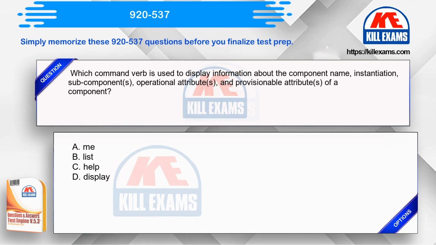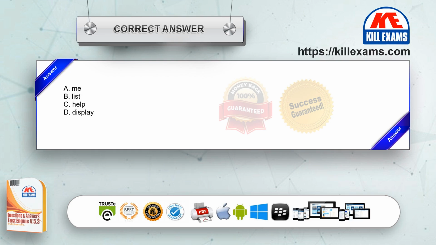Which command verb is used to display information about the component name, instantiation, subcomponents, operational attributes, and provisionable attributes of a component? Option A. Me. Option B. List. Option C. Help. Option D. Display. The correct answer is option C.